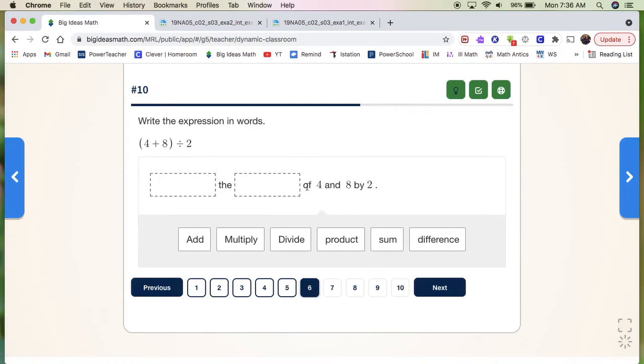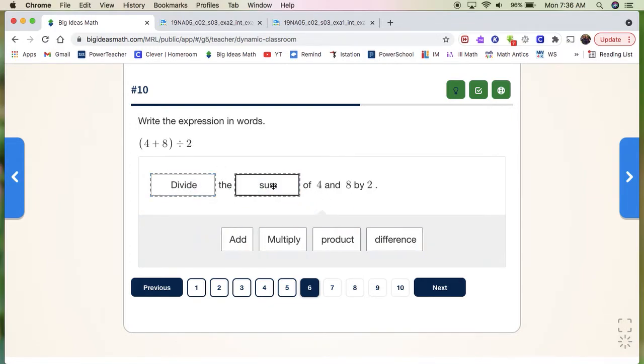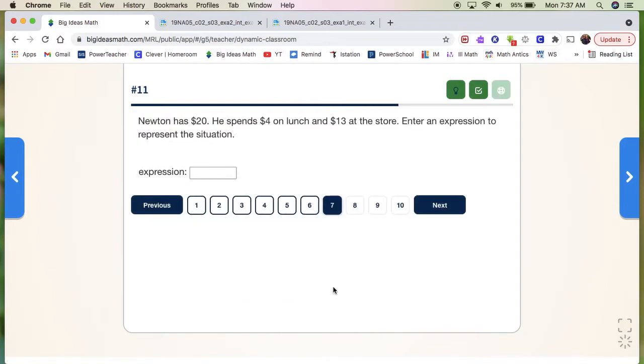Blank the blank of 4 and 8 by 2. So obviously we're dividing, so we're going to divide the sum of 4 and 8 by 2. You could also say the sum of 4 and 8 divided by 2. There's more than one way you can say some of these.